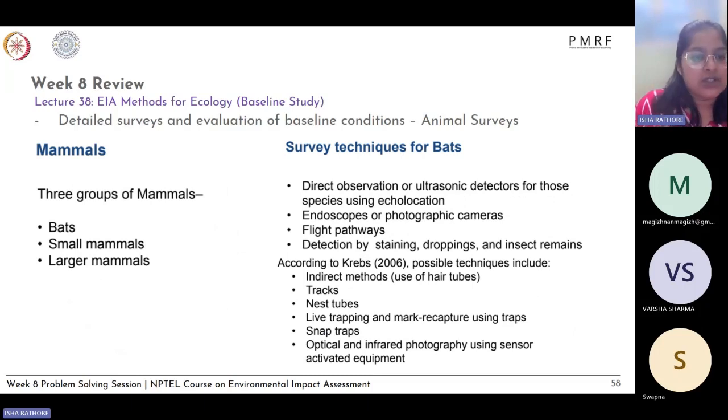Then for mammals, we have three groups of mammals. So we have bats, small mammals, and larger mammals. For bats, we have direct observation or ultrasonic detectors, endoscopes or photographic cameras, light pathways, detection by staining, droppings, or insect remains. Then we also have indirect methods, tracks, nest tubes, live tracking, mark recapture using traps, snap traps, and optical and infrared photography using sensor-activated equipment in bat caves.